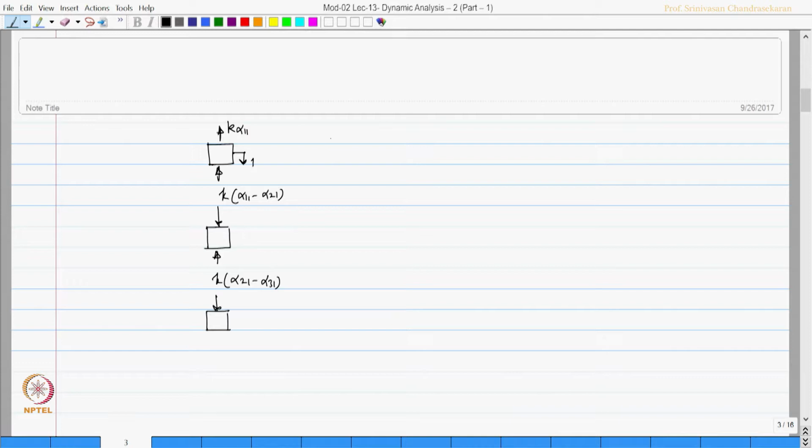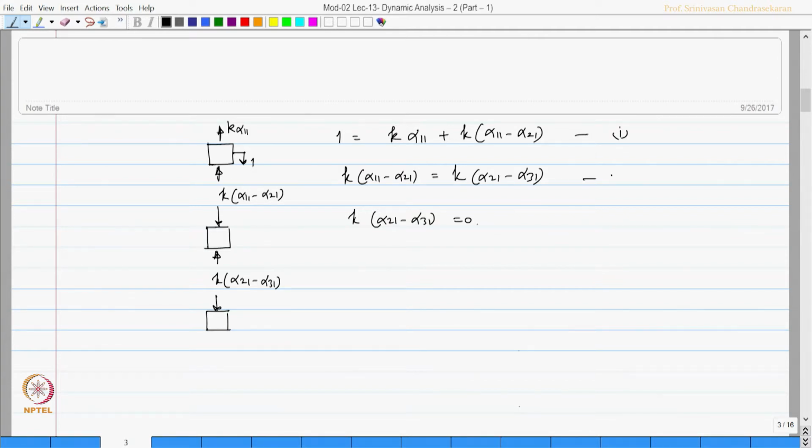So, let us write down the equilibrium equation. 1, which is acting downward, should be equal to k alpha 1 1 plus k alpha 1 1 minus 2 1. Similarly, I can also write k alpha 1 1 minus 2 1 is k alpha 2 1 minus 3 1. I can also write k alpha 2 1 minus 3 1 is 0. These are equation 1, equation 2 and equation 3.